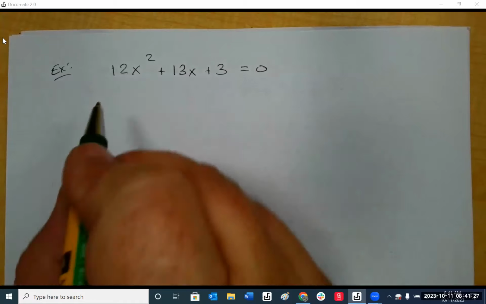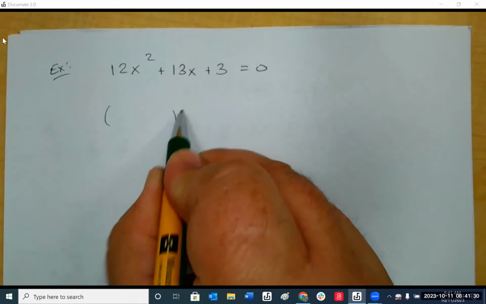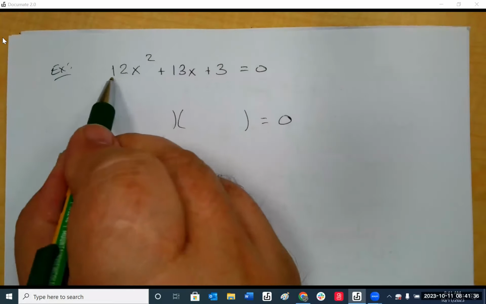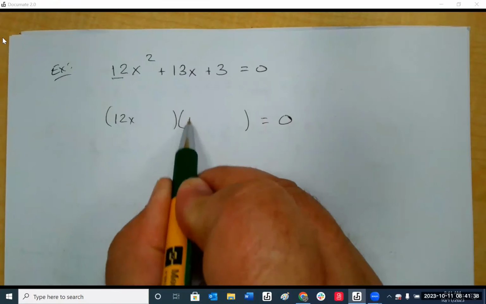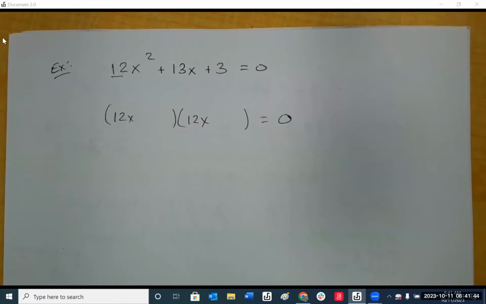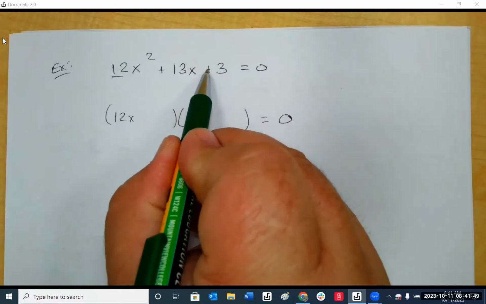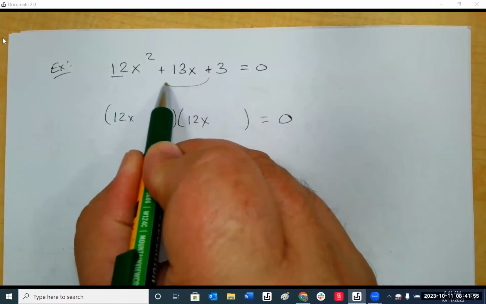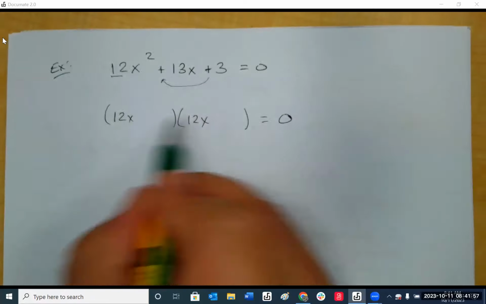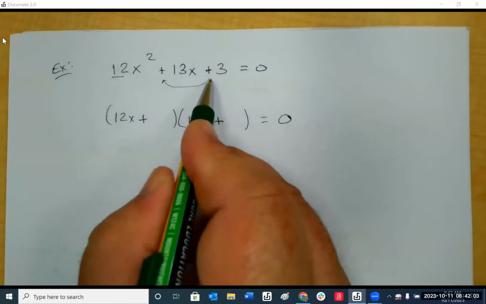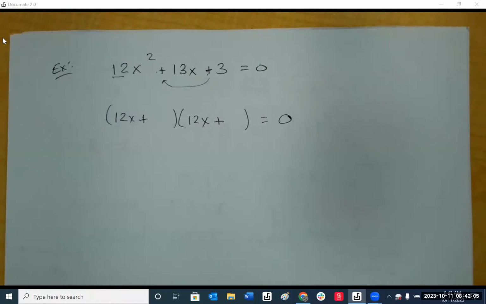What's the first step? Yeah, put the 12x in both of them. Very good. Next step. Look at the second sign. If it's a plus, what does that tell us? They're both the same. They're both whatever the first sign is. If it was a minus, they'd both be minus. But since they're pluses, this one says they're both the same. In this case, they're both pluses.